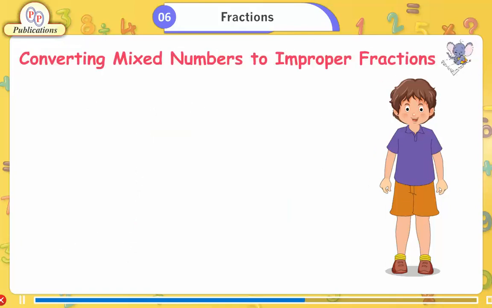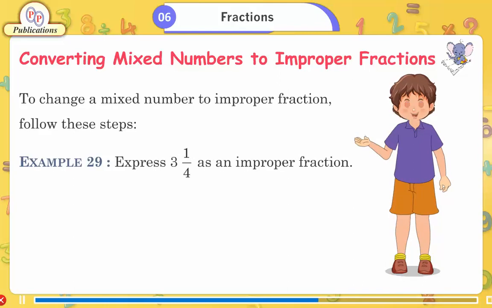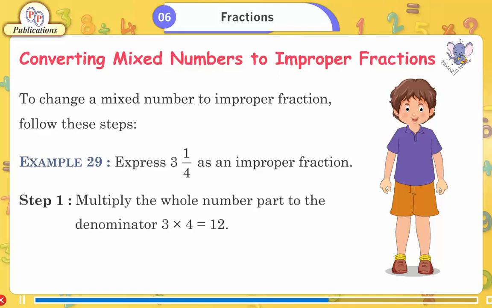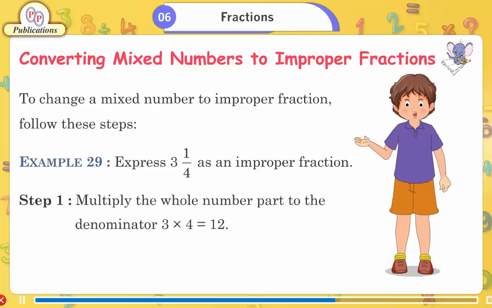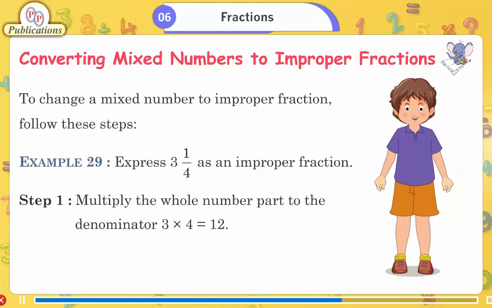Converting mixed numbers to improper fractions. To change a mixed number to improper fraction, follow these steps. Example 29. Express 3 and 1 upon 4 as an improper fraction. Step 1. Multiply the whole number part to the denominator. 3 into 4 is equal to 12.